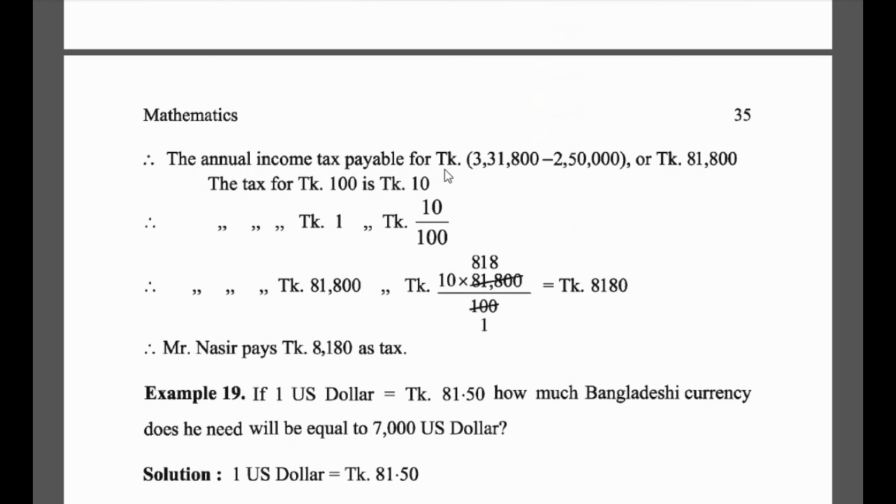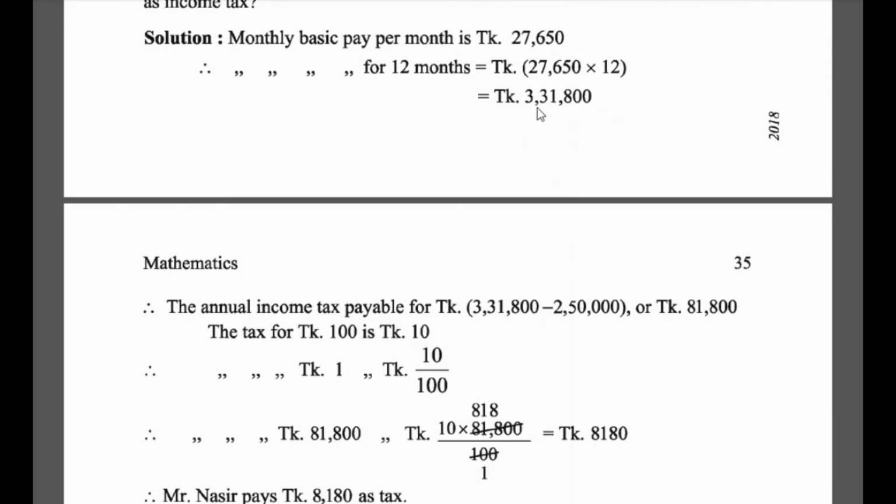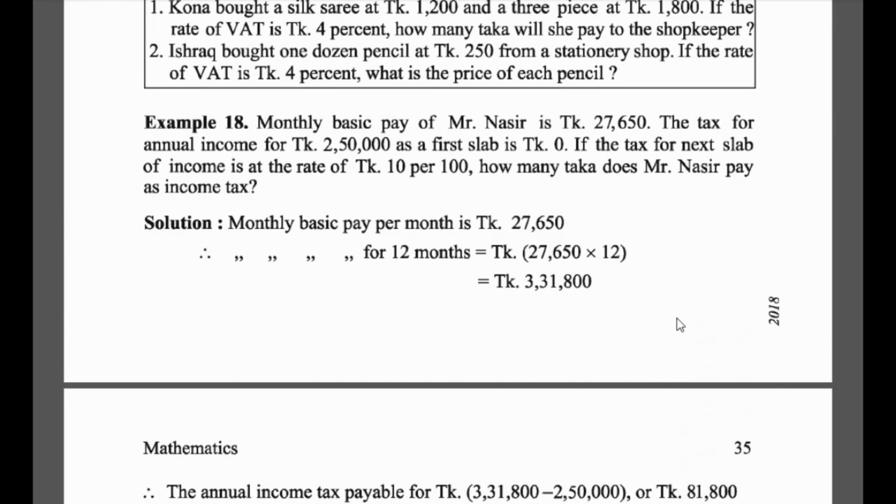The annual income tax payable, how can I do that? You can see here the tax for annual income of Taka 2,50,000 as a first slab is Taka 0. But he gets Taka 3,31,800. So we have to differentiate these two values. The annual income tax payable for Mr. Nasir is for Taka 3,31,800 minus 2,50,000. If I do the subtraction here, we get the value as Taka 81,800. Okay, let's go to the final part.